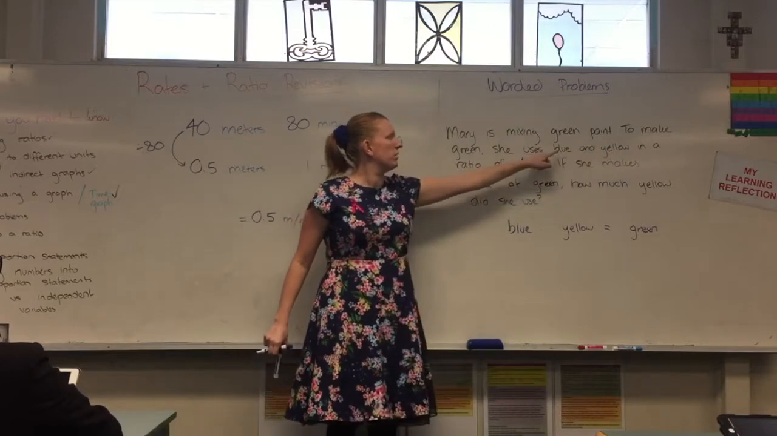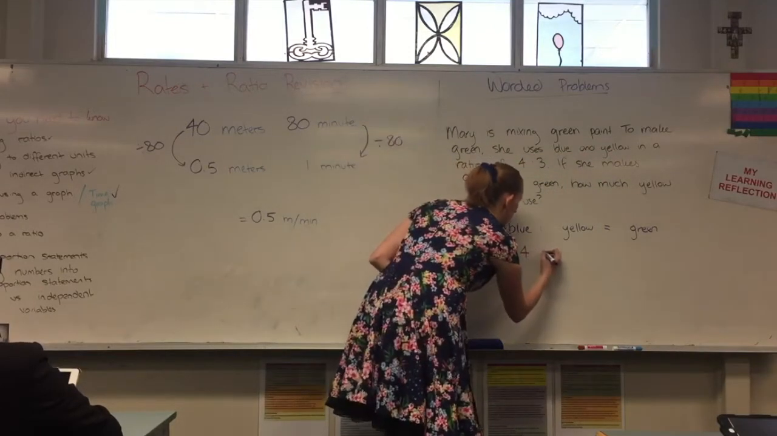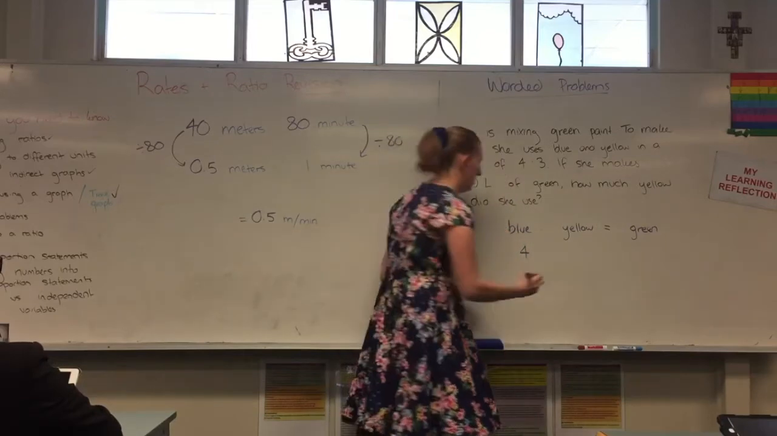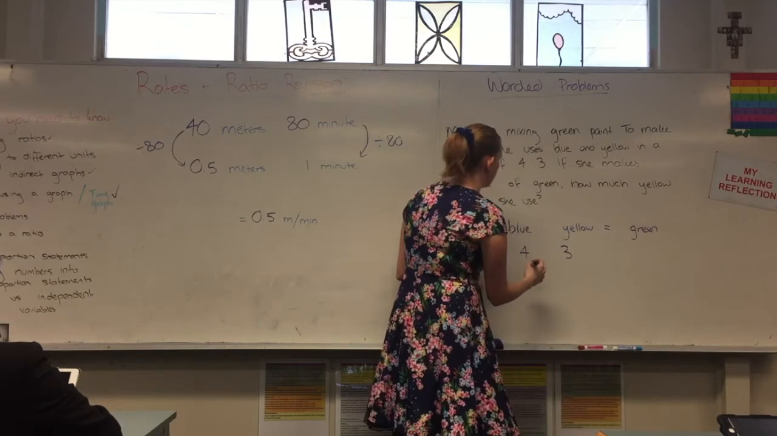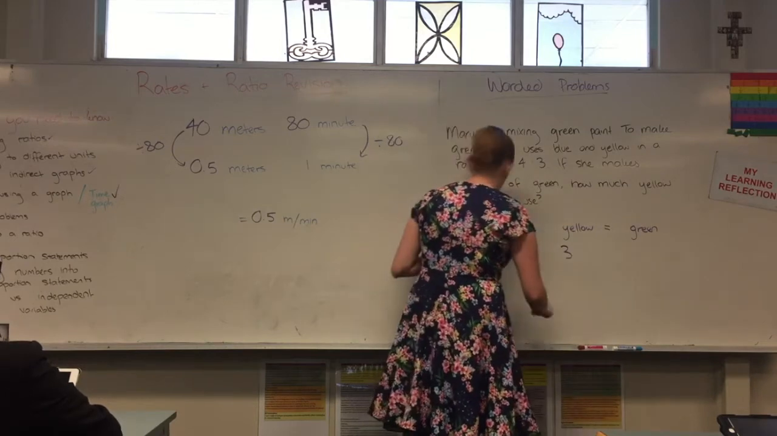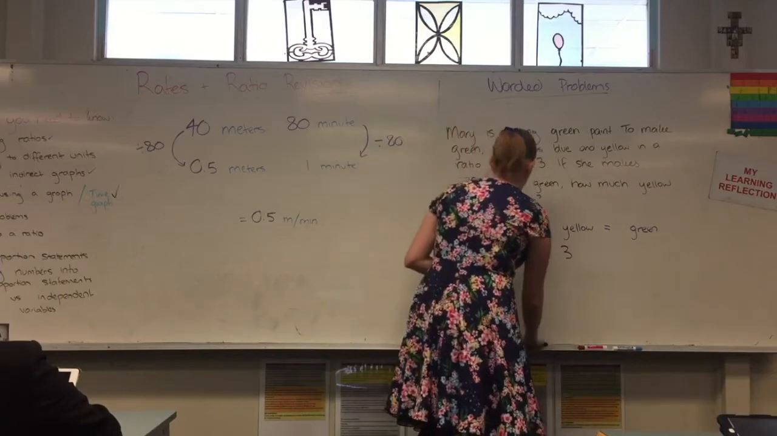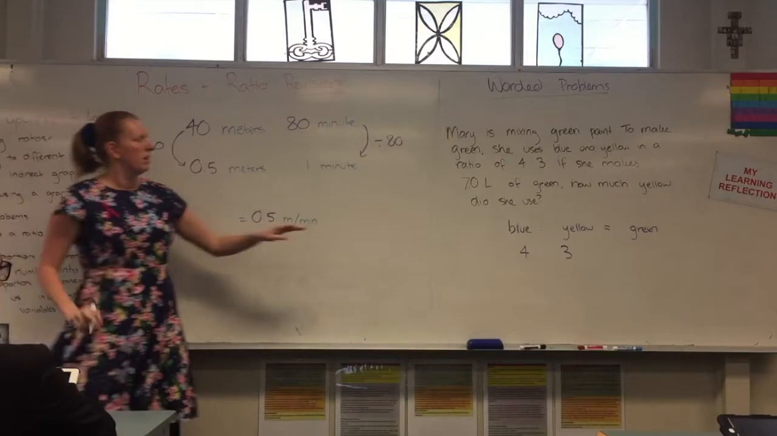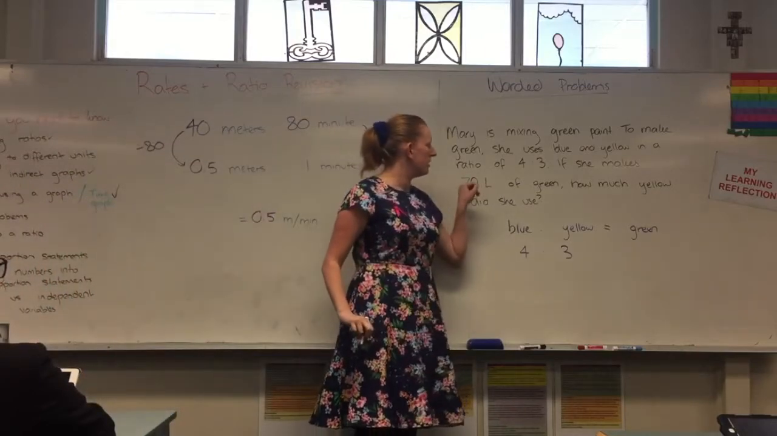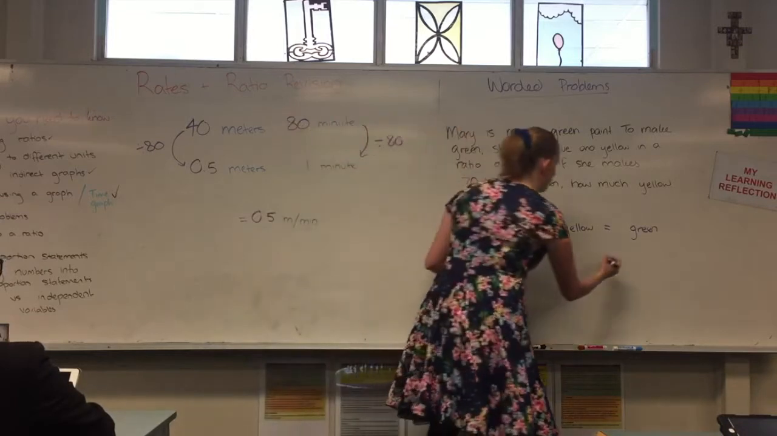So what is the ratio for blue? 4. What is the ratio for yellow? 3. I'm going to change this to something that divides nicely, so we'll get a round number. Sorry, I've changed it now. And how many litres of green is she trying to make? 70. Cool.